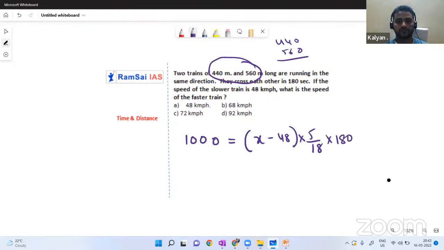So hope it is clear for you. This is the equation I can write: distance equal to speed into time. As they are moving in the same direction, I just subtracted. Then why x minus 48? Why not 48 minus x?